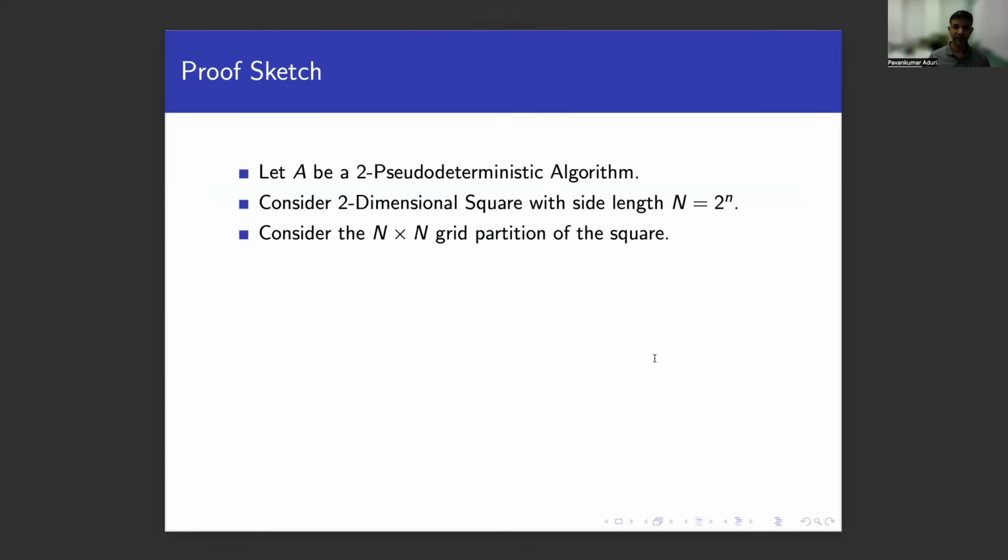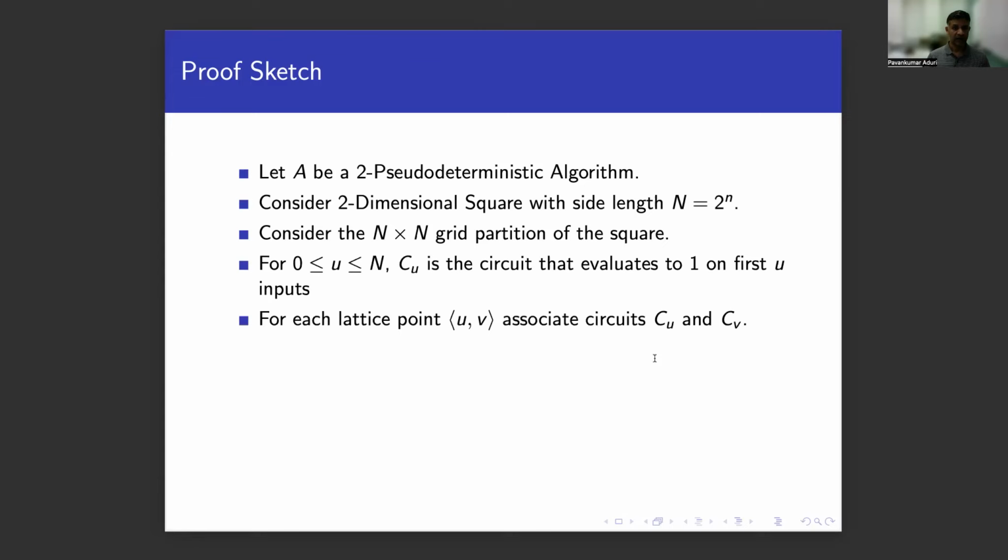So let me give a proof sketch of this. Let's assume that we have a 2-pseudo-deterministic algorithm A for this 2-circuit approximation problem. Now look at this 2-dimensional square with side length n, which is like 2 to the n. Now we consider the standard grid partition of the square. And next, we look at an integer u between 0 and n. I look at this circuit C_u, which evaluates to 1 on the first u inputs, and evaluates to 0 on the remaining inputs. We're going to argue about the behavior of this algorithm A on circuits of this form.